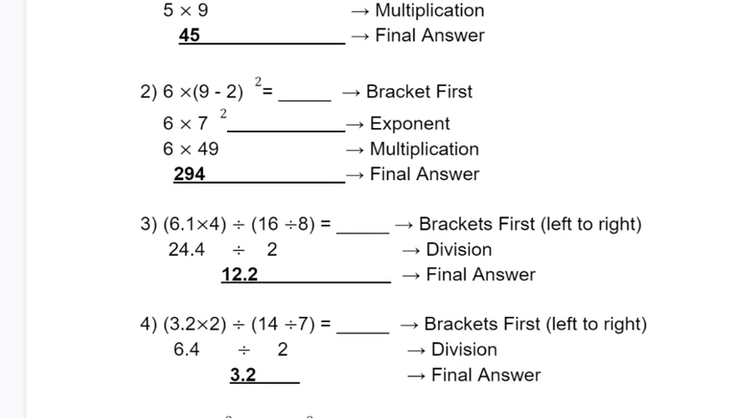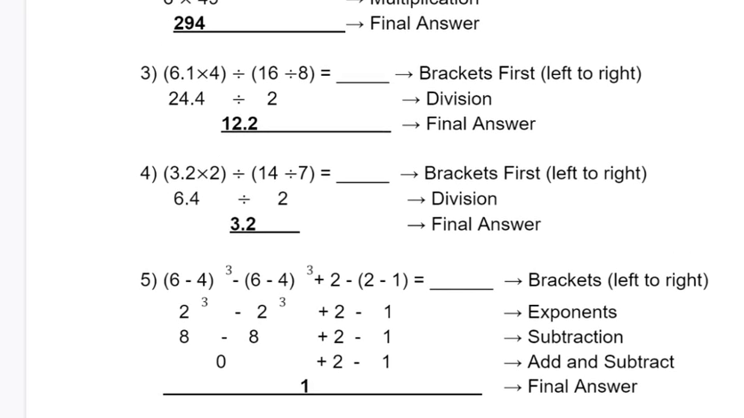Over here we have another example. Again, we have 2 brackets, so we're going to do them. So 3.2 times 2, and then 14 divided by 7. You bring down this division sign, and then the next step is to divide. So 6.4 divided by 2 would be 3.2.